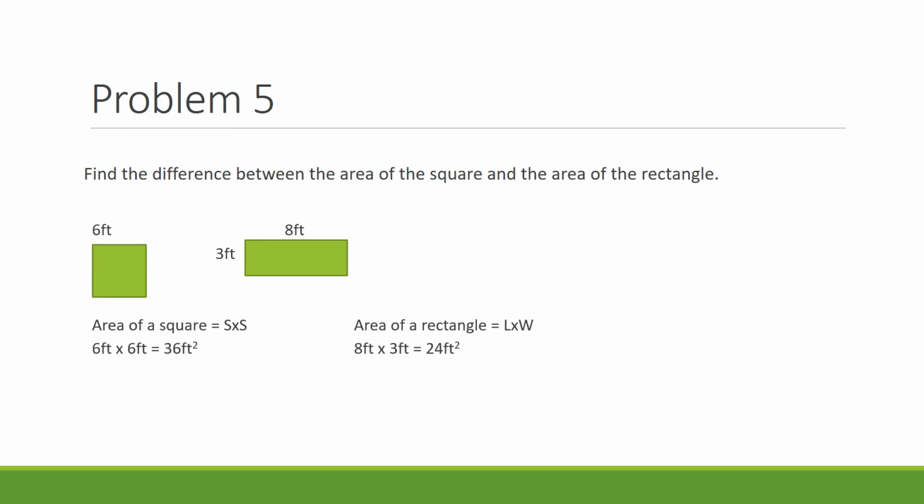The area of a square is side by side. Since this is a square and they give us the information for one side, we know each side is equal. So the area for this square will be 6 feet times 6 feet, which is 36 feet squared. The area of a rectangle is length times width. Since we are already given both of these measurements, we can just multiply. 3 feet by 8 feet is 24 feet squared.